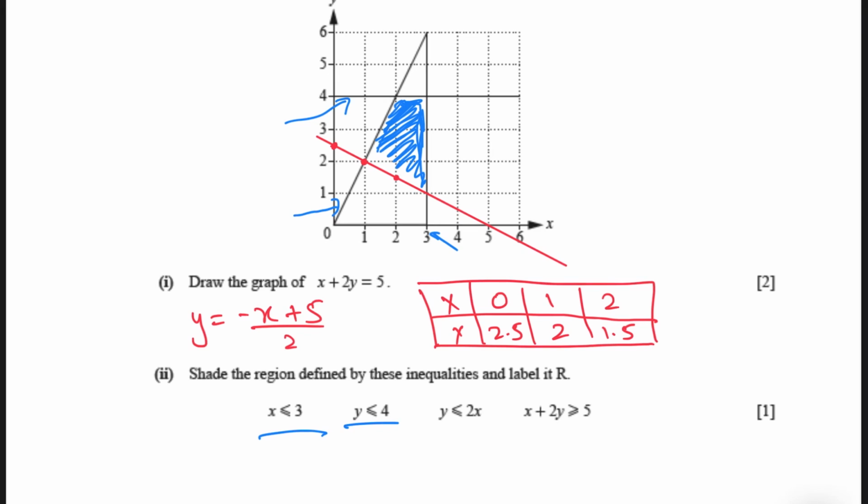So this region, I wouldn't shade, like I wouldn't beautify this of course, but this right here is R, and we are done. I hope the question made sense.